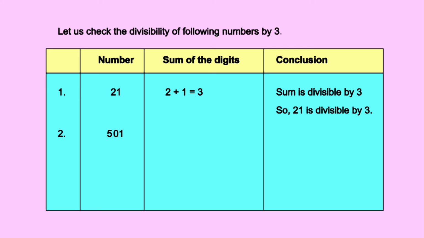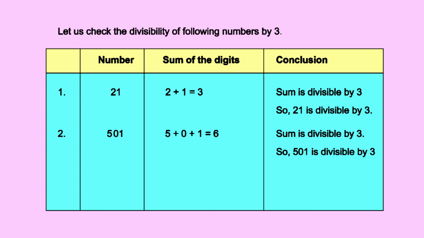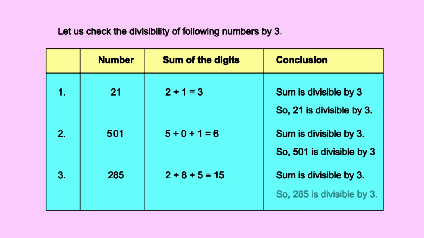501. 5 plus 0 plus 1 is equal to 6. Sum is divisible by 3. So 501 is divisible by 3. 285. 2 plus 8 plus 5 is equal to 15. Sum is divisible by 3. So 285 is divisible by 3.